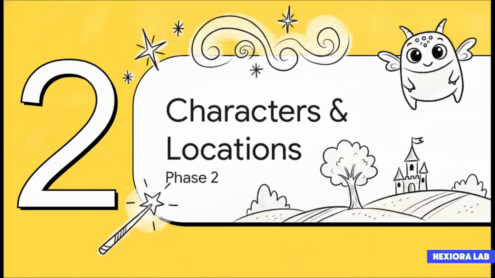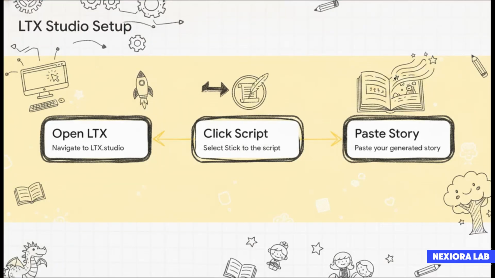Moving on to phase two, characters and locations. Now that you've got a great script, it's time for a micro win. Let's bring it to life and transition from just text into vivid visuals. For our visuals, we're going to use a really powerful engine called LTX Studio. And the workflow here is incredibly straightforward. You just open the site, click the button that says Stick to the Script, and paste in your generated English story. Instantly, LTX Studio reads your text and basically starts conceptualizing all of the characters, the locations, and the individual scenes for you. It's almost like magic.